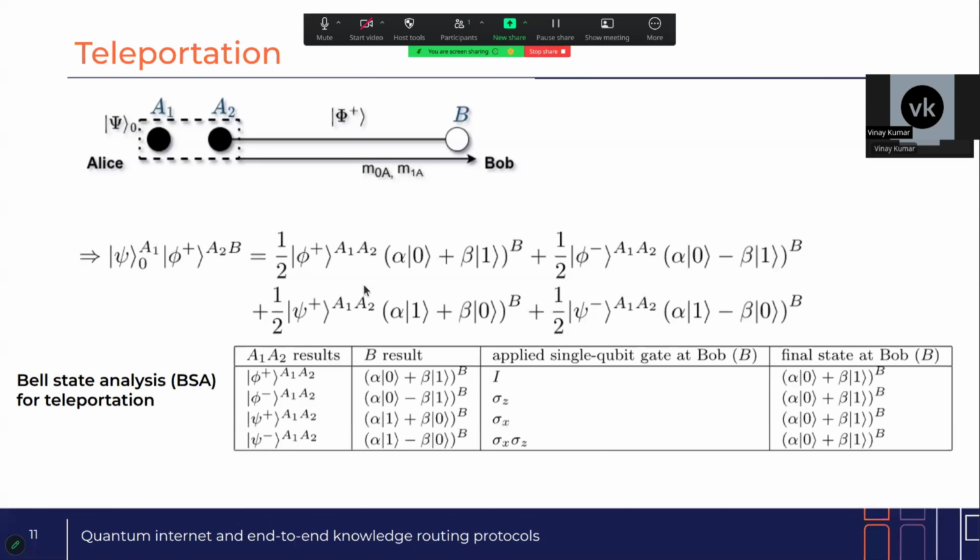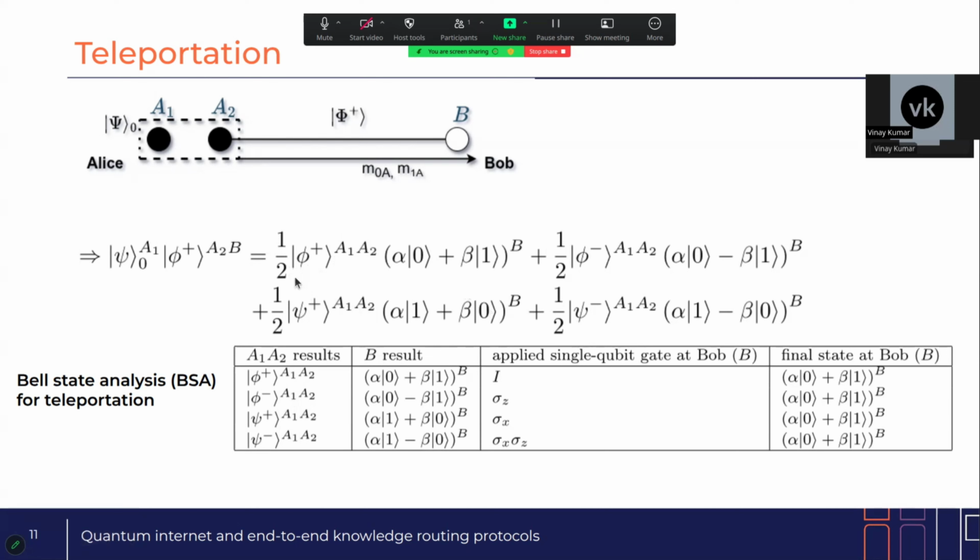So what we now do is Alice takes a measurement on her two qubits. So basically the wave function would collapse. If Alice takes a measurement, the result would be either phi plus, phi minus, psi plus, or psi minus, which are the results for the A1 and A2 qubits. Now these results are then communicated to Bob.